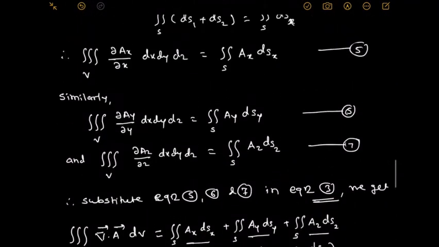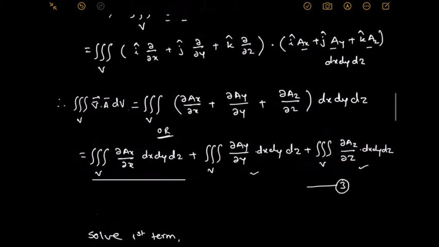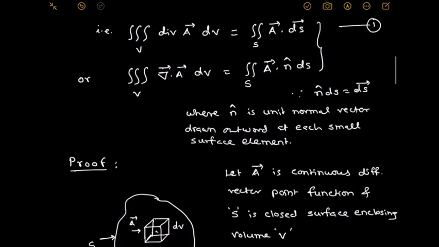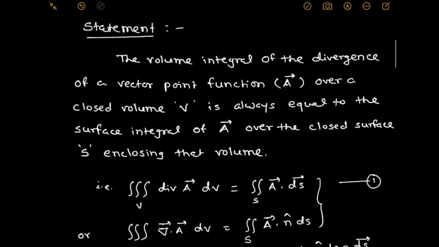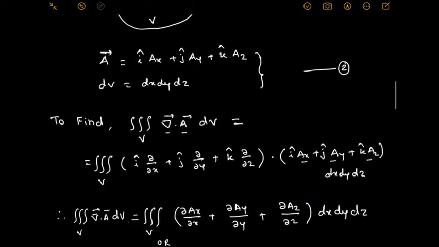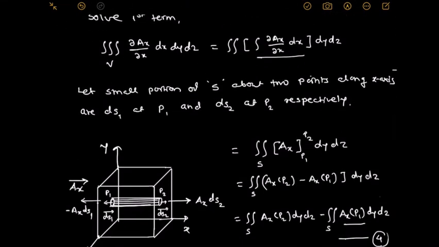Thus, in today's lecture, we first discussed the statement of the Gauss divergence theorem, which relates to how the volume integral transforms to a surface integral. The statement is that the volume integral of the divergence of the vector point function over the closed volume V is always equal to the surface integral of the vector point function over the closed surface which encloses that volume. We proved this, and got the volume integral transformed into a surface integral. Thank you.